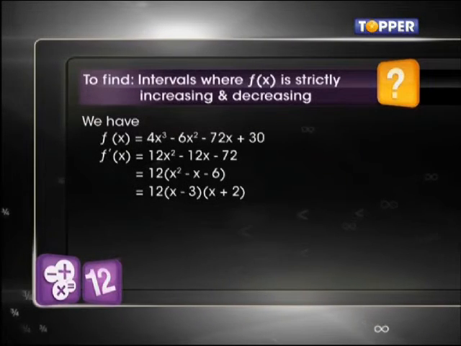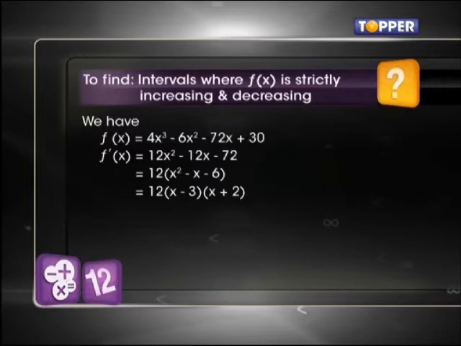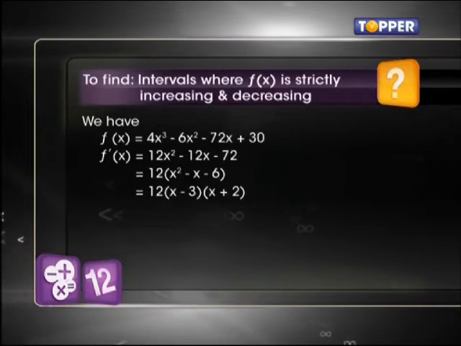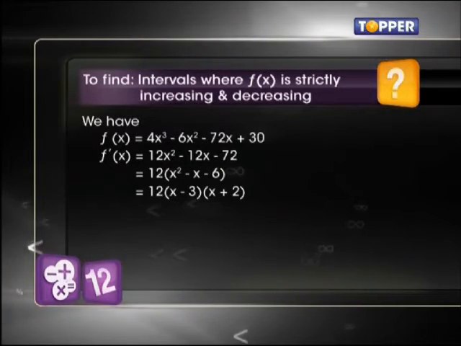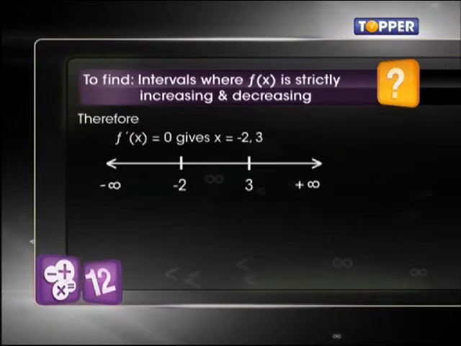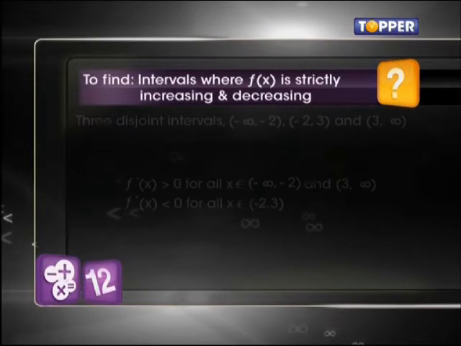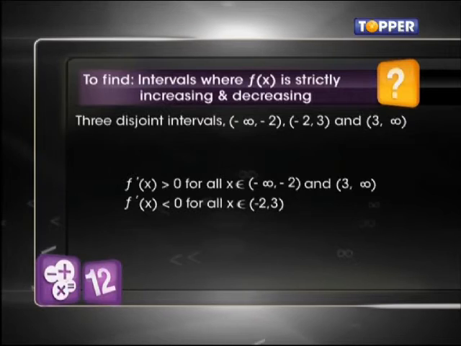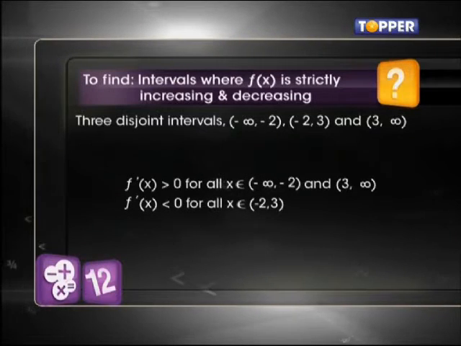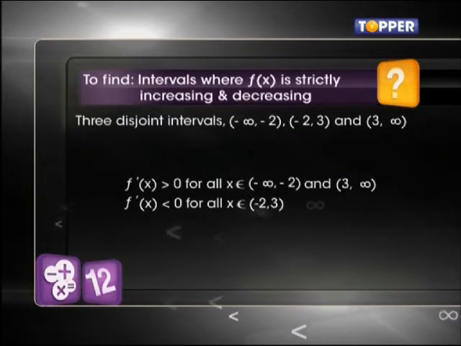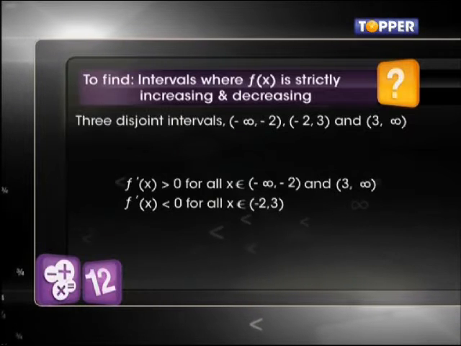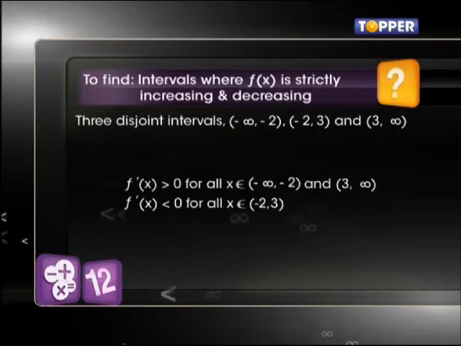To find the interval, we first differentiate f(x) with respect to x and solve the equation for x. We find that x is equal to 3 and minus 2. Now, we get 3 disjoint intervals: minus infinity to minus 2, minus 2 to 3, and 3 to infinity.